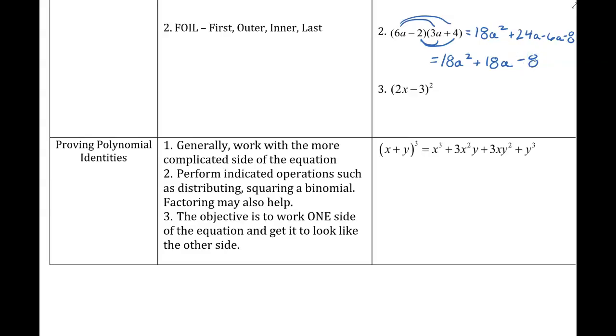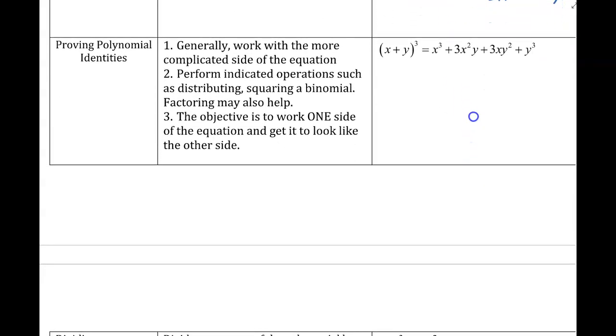I'm not going to actually do this one, but when we do have a binomial squared, we would have to write that out twice and FOIL it. But hopefully by now we're pretty comfortable with the foiling. So I'm just going to jump to the next section.